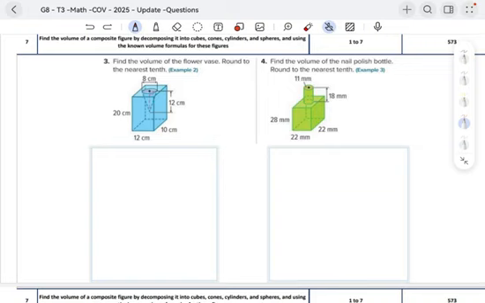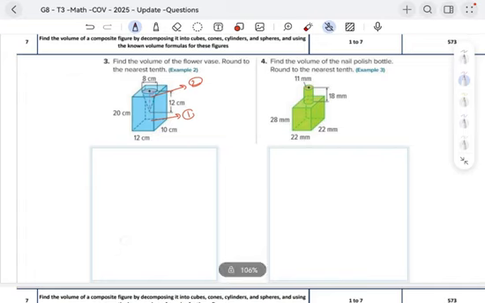For question number 3, it says find the volume for the flower vase, round to the nearest tenth. So for this question, we're gonna decompose it and find the volume for the rectangular prism, and then we're gonna find the volume for the cone. After that, we're gonna subtract them from each other. We're gonna subtract the volume of the cone from the volume of the rectangular prism, because it's empty on the inside.